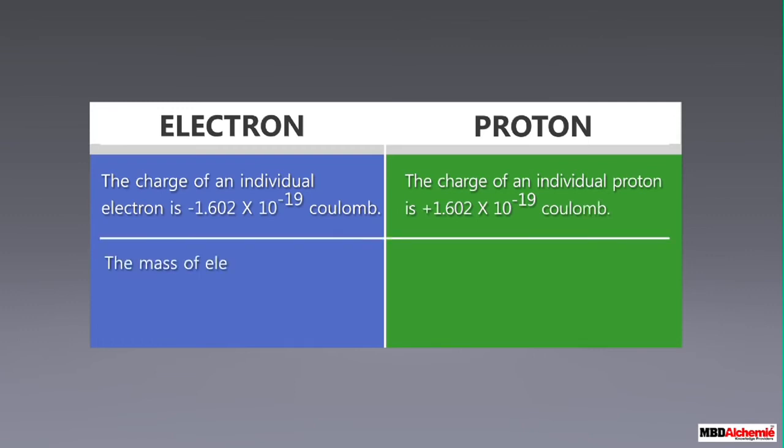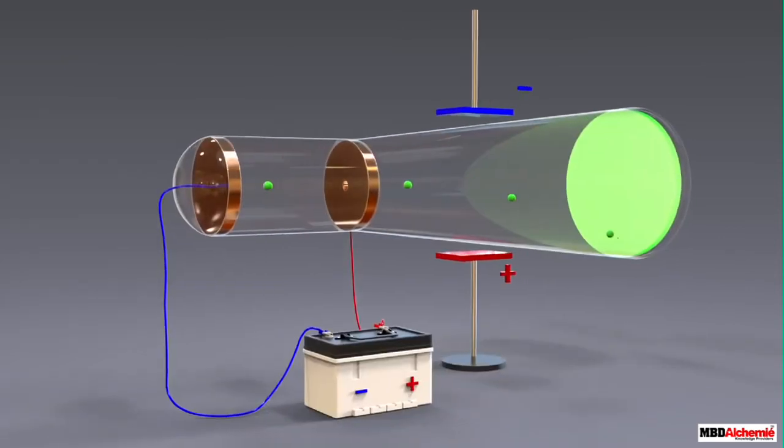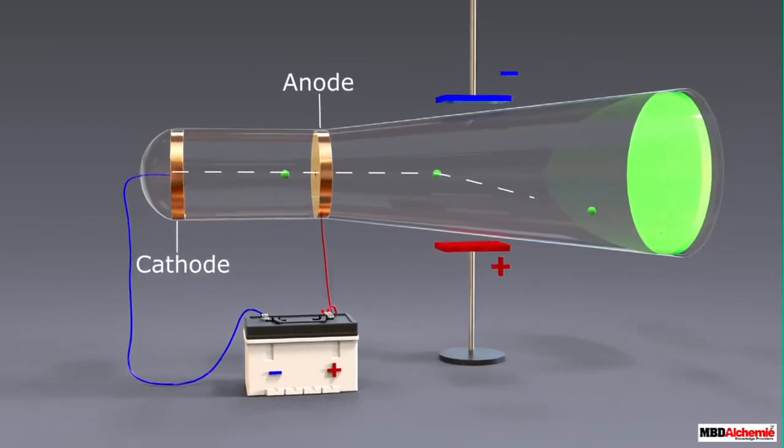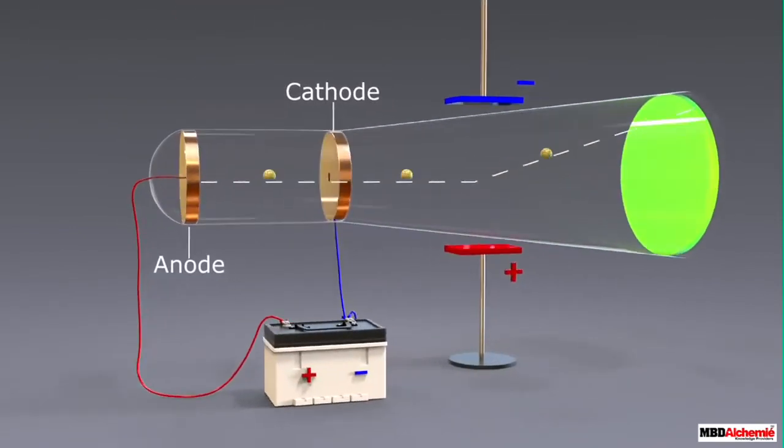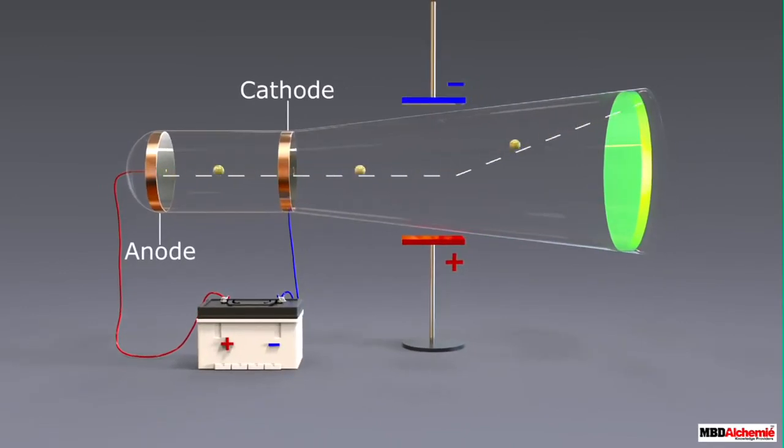And if we compare masses, it is 9.107 into 10 raised to the power minus 28 gram for an electron and 1.672 into 10 raised to the power minus 24 gram for a proton. Moreover, an electron deflects towards the positive field and away from the negative field, and a proton deflects towards the negative field and away from the positive field.